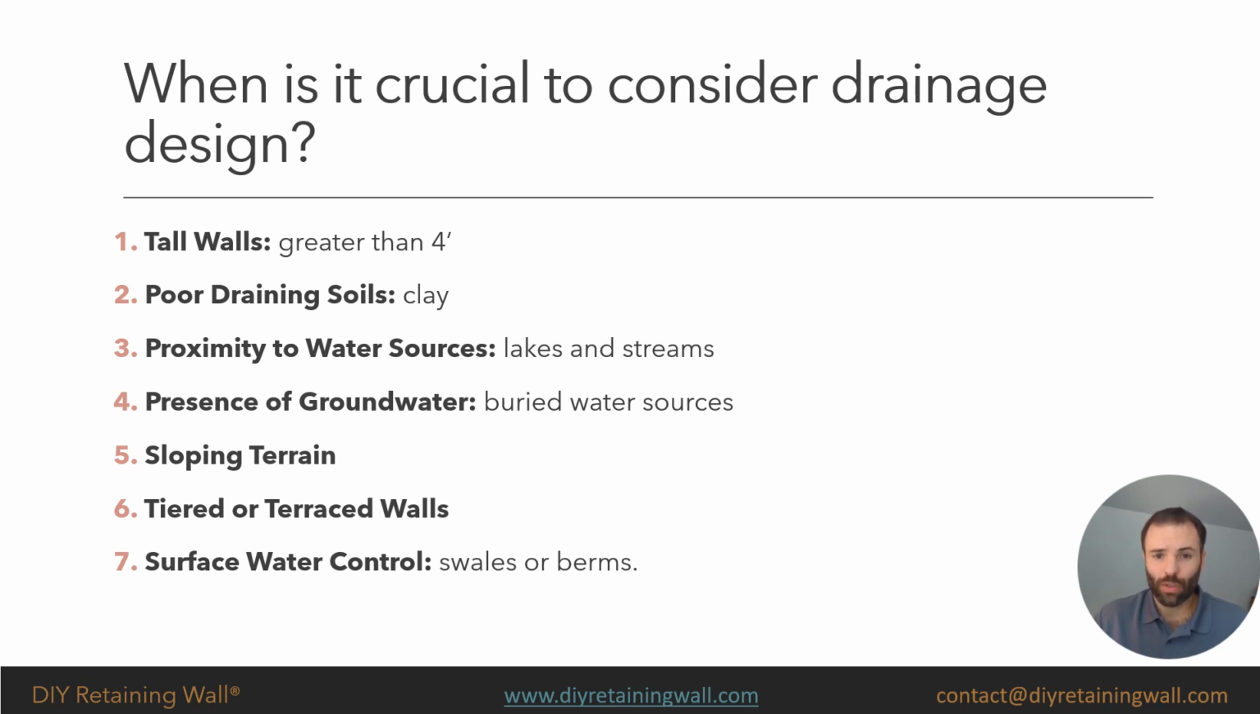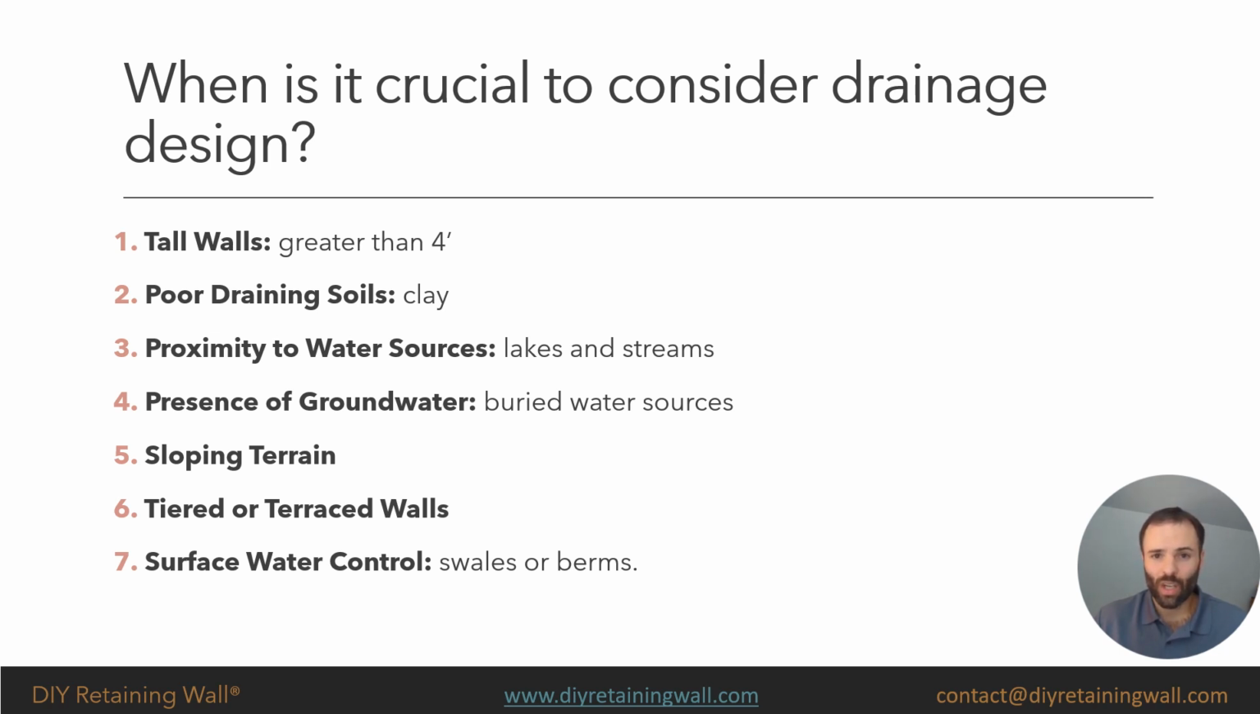Poor draining soils. If you're dealing with clay or other poor draining soils behind the wall, you need a comprehensive drainage system. Wet clay can weaken your wall's stability due to its inability to allow water to easily flow through it. So proximity to water sources or presence of groundwater, these two things affect the internal drainage, which we will address in our next video.